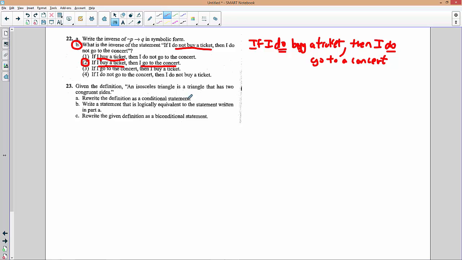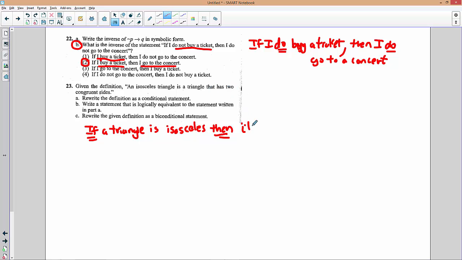Okay, given the definition, an isosceles triangle is a triangle that has 2 congruent sides. A, rewrite this as a conditional statement, right? So if a triangle is isosceles. Now you may have said if it is an isosceles triangle. That's correct, but this is better English. And we said we want to try as hard as possible to impress our English teachers. So if a triangle is isosceles, then, don't forget we need then, right? The if and then. This is my P in the middle. Now comes my Q.